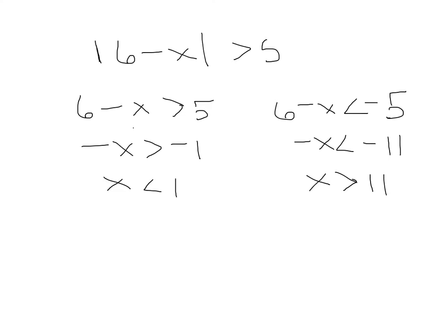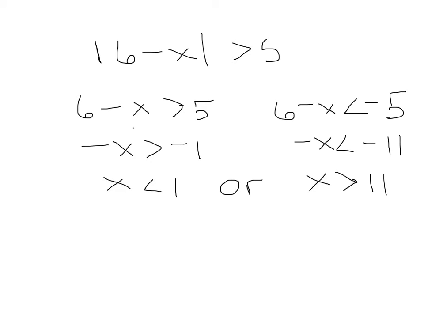And we have to ask ourselves, can you find a number that is less than 1 and greater than 11? And of course, the answer is no. There is no number that is less than 1 and greater than 11. So I will put the word or in between these, and I can't combine them into one inequality with x in the middle. This is an or.